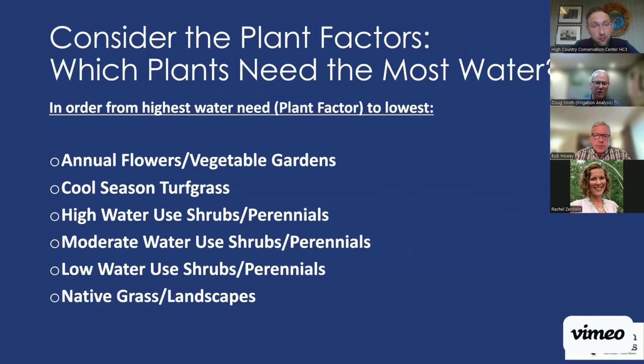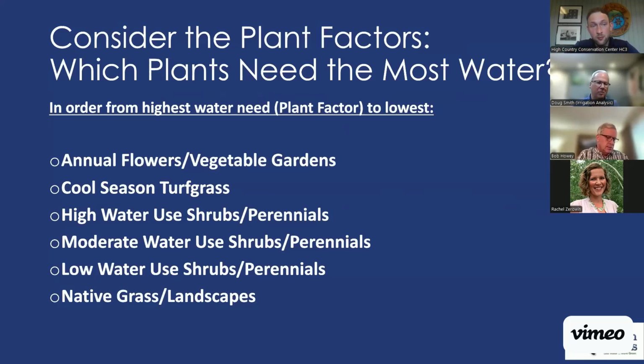Cool season turf grass, we all know how thirsty that is. So we're always trying to reduce the amount of cool season turf grass, especially turf grass that's not in usable areas. If it's just in an area where it's aesthetic and not really used for anything, maybe we could change that to a different type of native turf or native grass that looks good, but nobody is in there playing ball in it or anything like that. So we'd use less water and still look good.